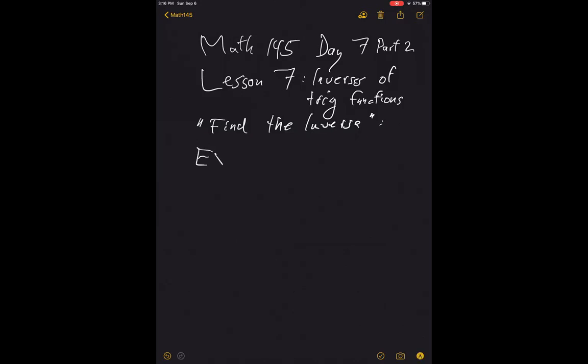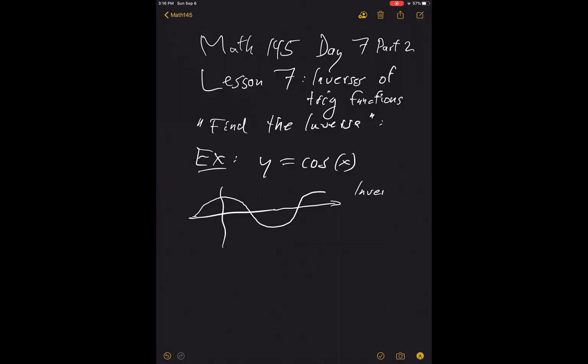Let's look at the cosine. Y is the cosine of x. And look at the graph. Either you can do that in your head or just make a quick sketch. Continues forever and ever. And it goes up and down. It's not increasing, not decreasing everywhere. Therefore, an inverse as such does not exist on the natural domain.